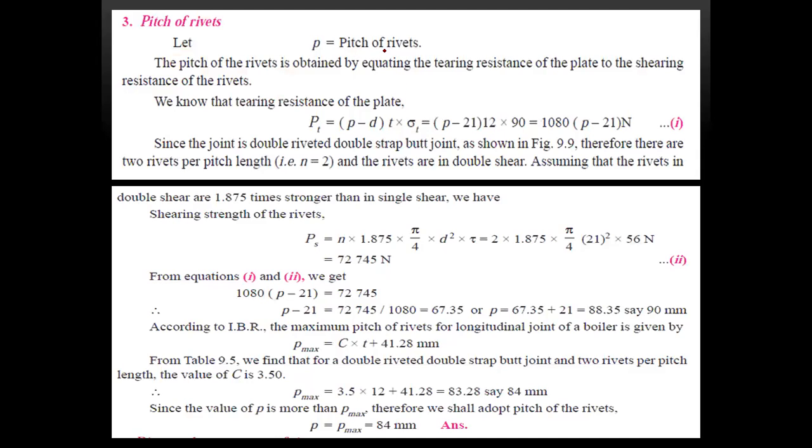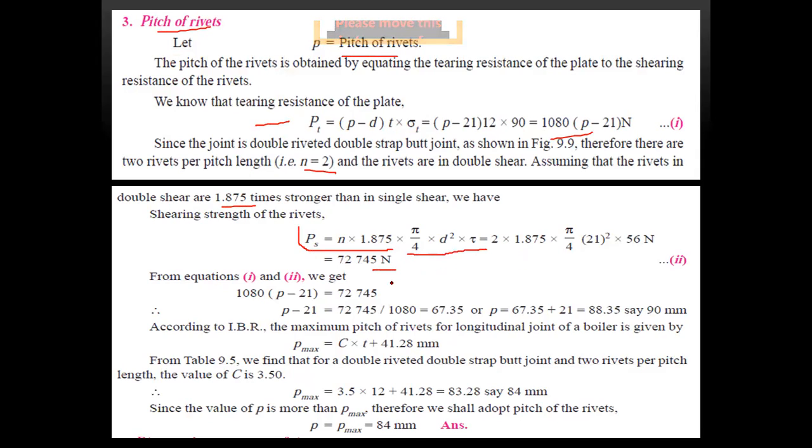Third one, the pitch of the rivets. The pitch of the rivets is P. So tearing resistance PT is equal to p minus d into t into sigma t, where n is equal to 2. Why? Because it is a double riveted double strap butt joint. Now, double shear is 1.875 times stronger than single shear, so we have this formula: PS is equal to n into 1.875 into pi by 4 d square into tau, that is equal to this one.